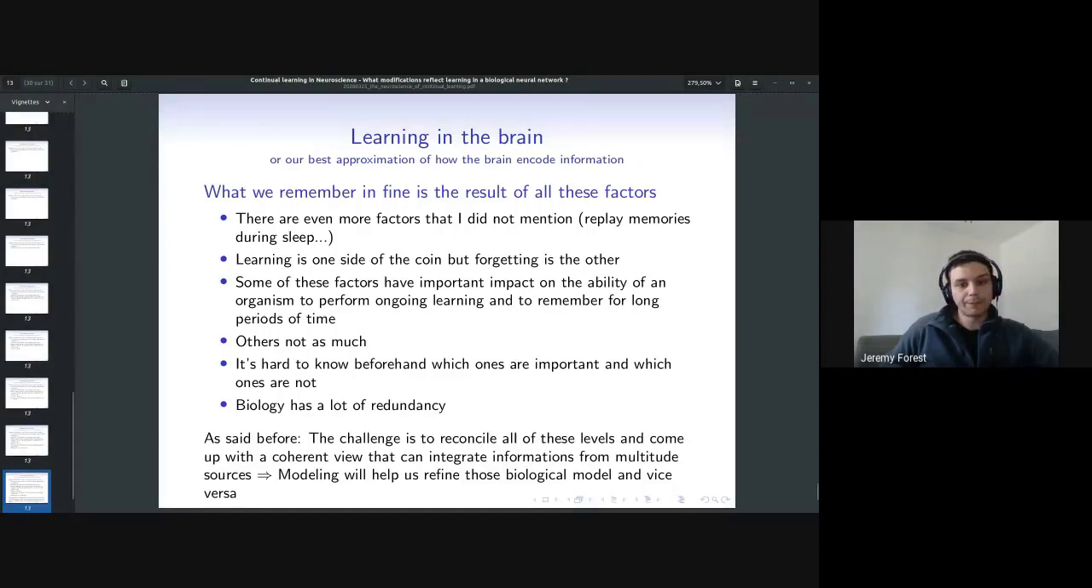So as I said before, and as a conclusion, the challenge is to reconcile all of these levels and come up with a coherent view that can integrate all the information from the studies of all these different levels. And I think modeling is the way to go to help us refine those biological models. And also the reverse is true: biology can help those models to perform much better.